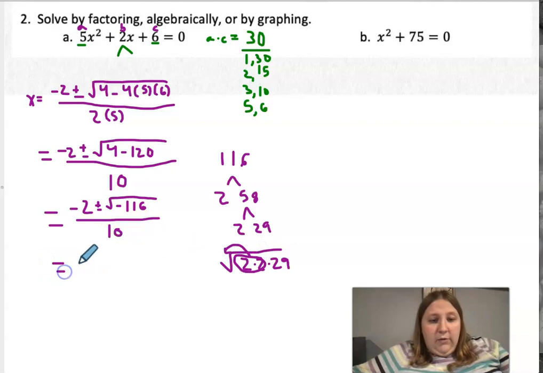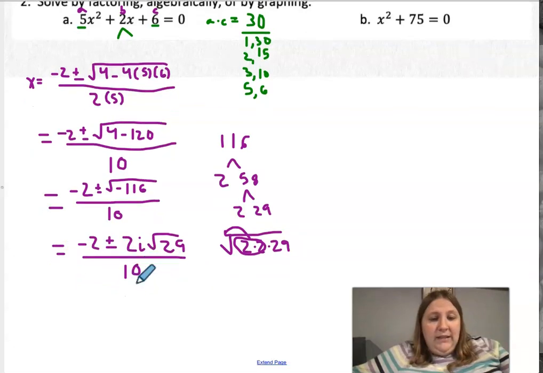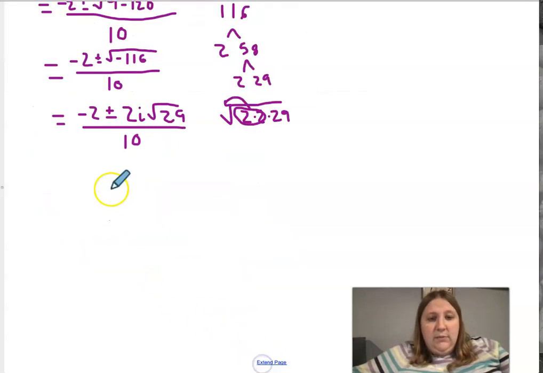So if we bring that back over here, we have negative 2 plus or minus, I brought out a 2. The negative gives me an i under the square root. And that 29 was left inside. All over 10. All right, and the last thing to do is to see if this number on the bottom, so in this case it's a 10, can simplify what we're looking at at all.